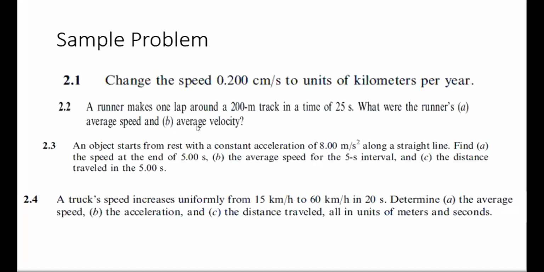Okay, so number 3, an object starts from rest with a constant acceleration of 8 meter per second squared along a straight line. First, find the speed at the end of 5 seconds. Next, the average speed for the 5-second interval. And lastly, the distance traveled in the 5 seconds.